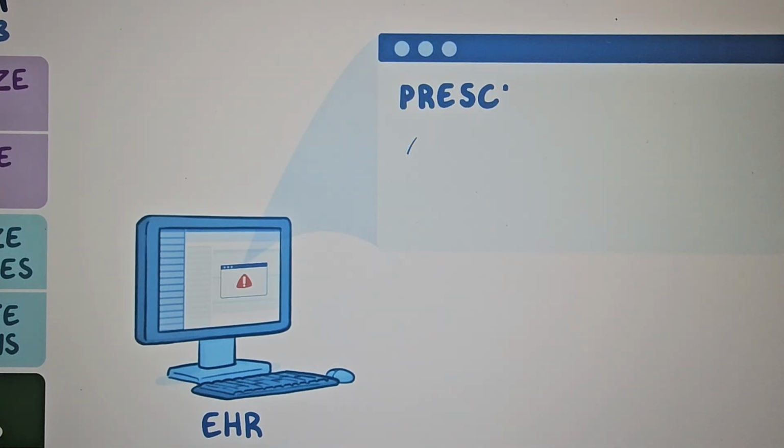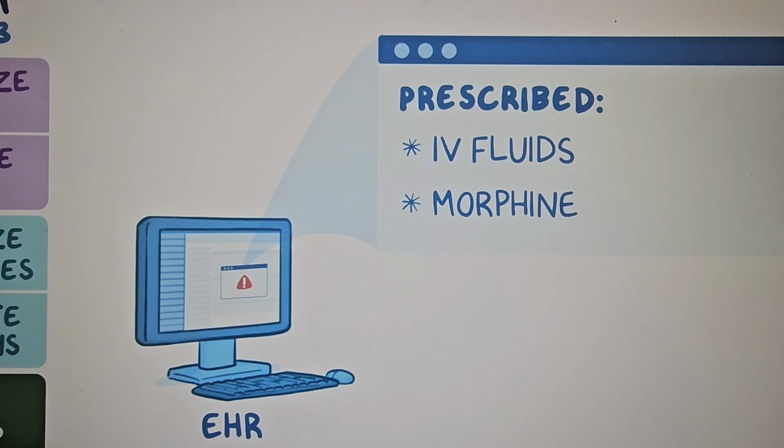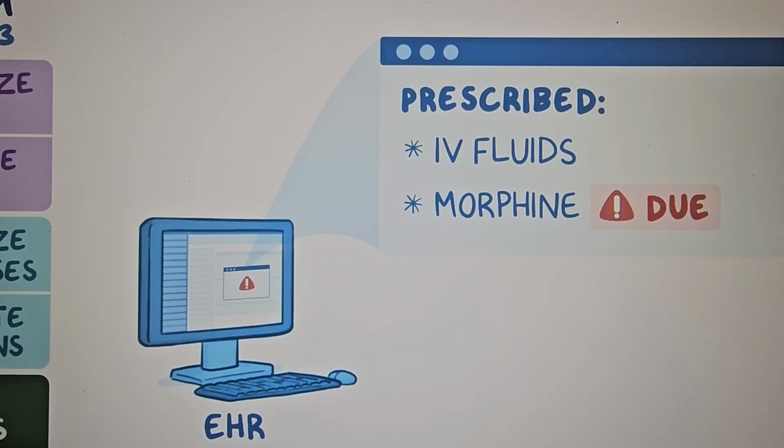Nurse Maggie then takes action to implement these solutions. She reviews the electronic health record, or EHR, and notes that Marcus has been prescribed IV fluids and morphine for pain management, and he's due for a dose of morphine. Then Nurse Maggie enters Marcus's room.